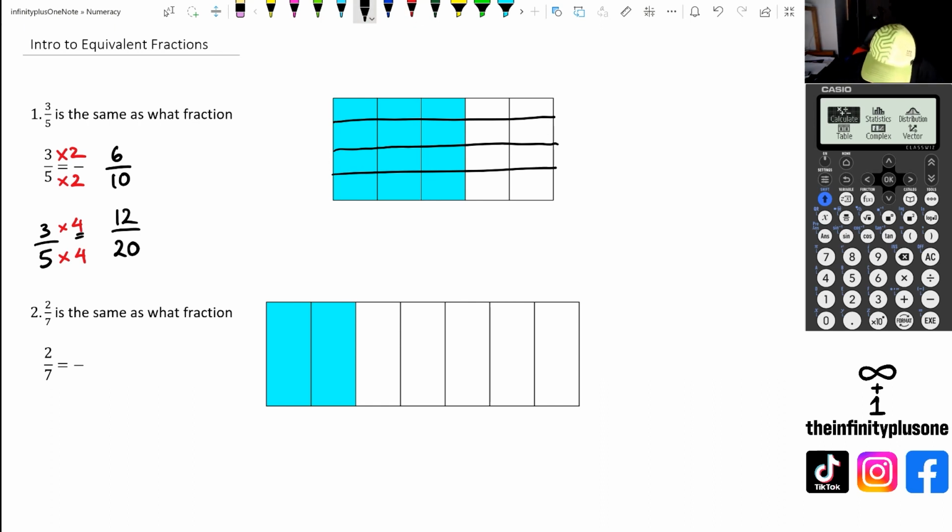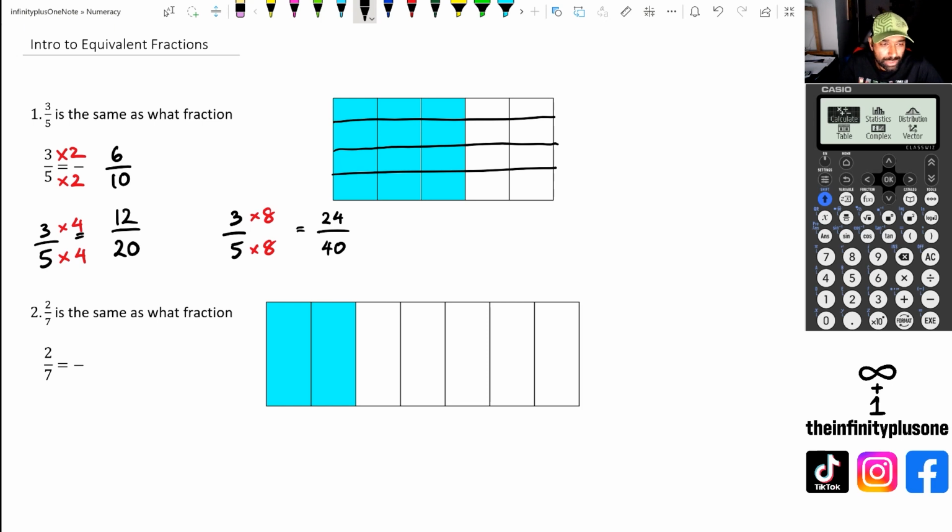So let's take 3 over 5 again, and let's say we multiply the numerator by 8 and the denominator by 8. Then what we're going to get is 24 out of 40. That's basically saying that you're taking that big box and dividing it into 8 little parts.